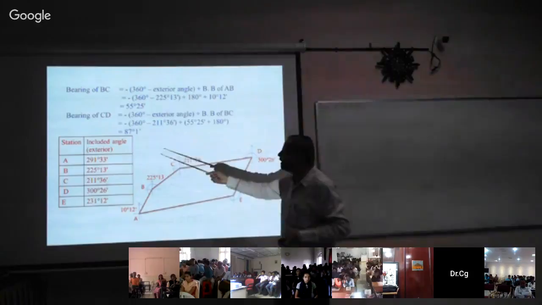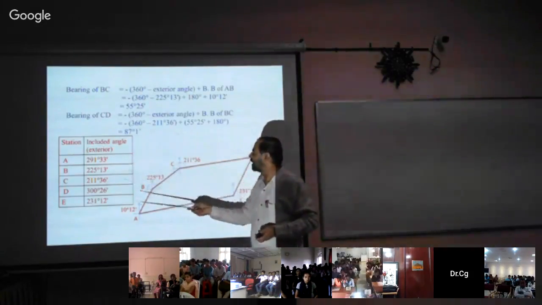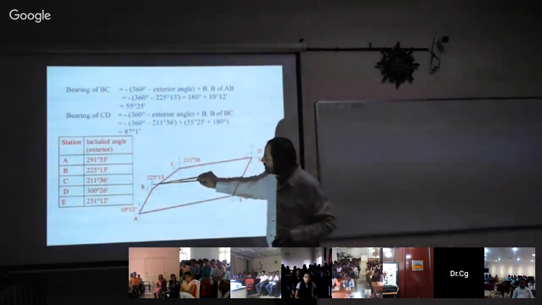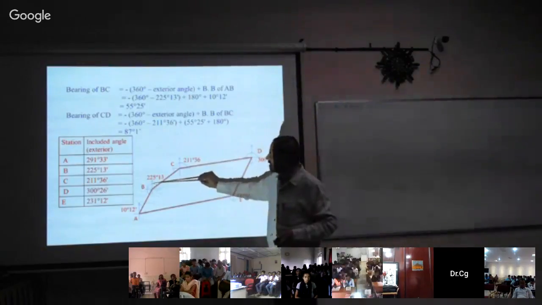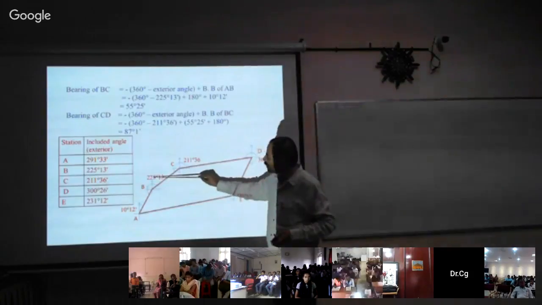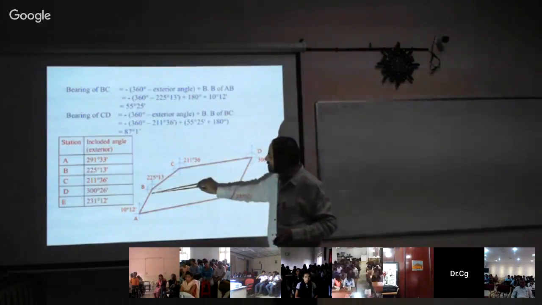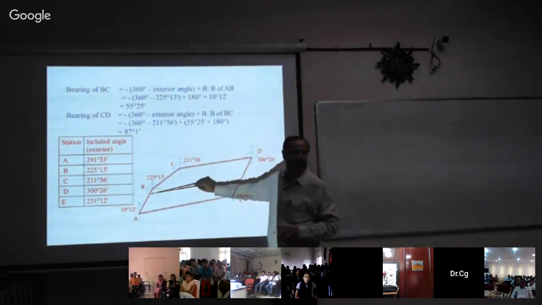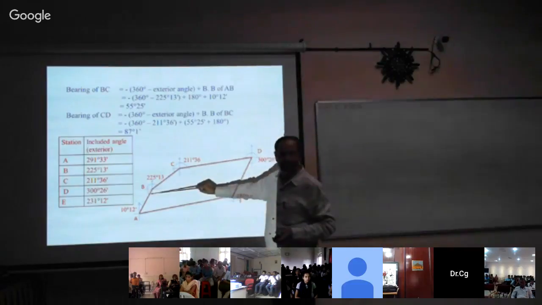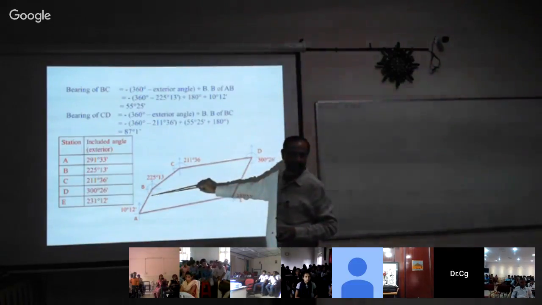They have given the exterior angle here. Exterior angle given. Now see, we can calculate it here, isn't it? This angle we will get. See this one. This exterior angle is 225 degrees 30 minutes, plus, this alternate angle, minus.